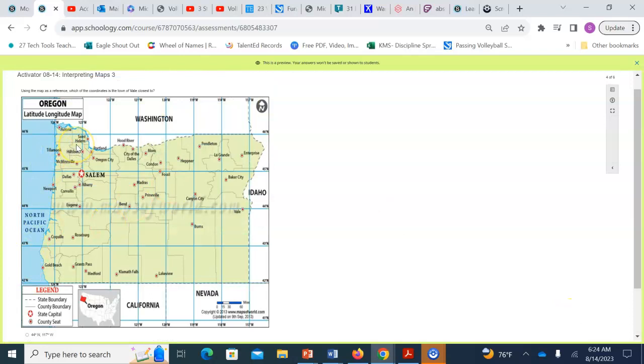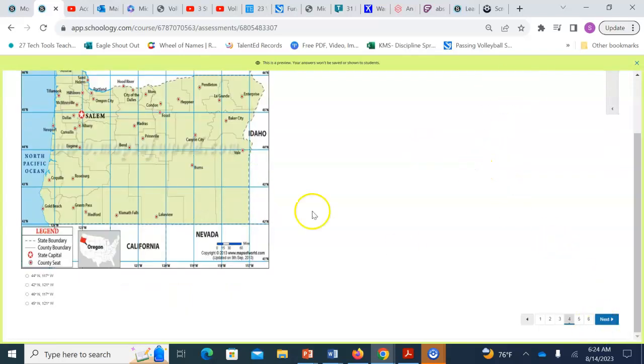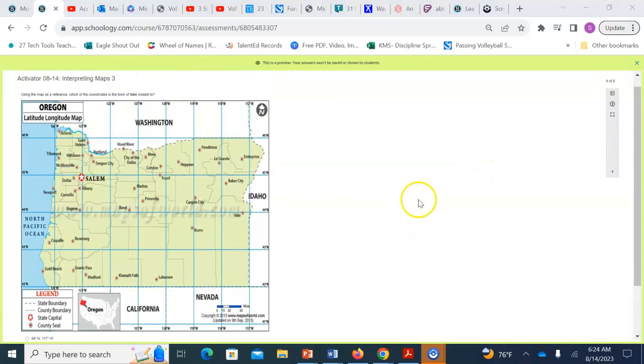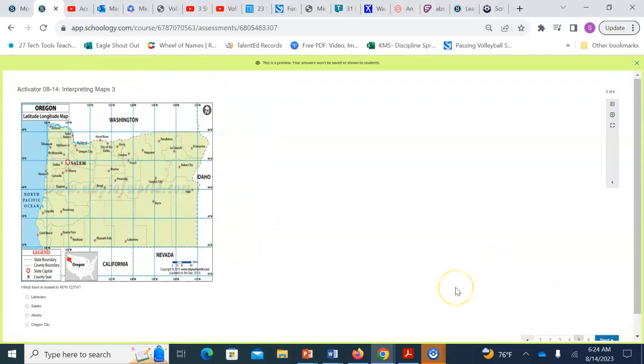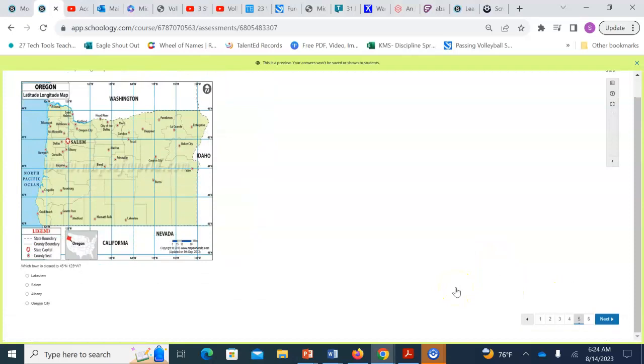Next question, use the map as a reference. Which of the coordinates is the town of Vail closest to? So find Vail and then see which coordinates are closest to Vail. All right, and then the next one. Which town is closest to 45 north, 123 west? So use your coordinates and find which town that is.